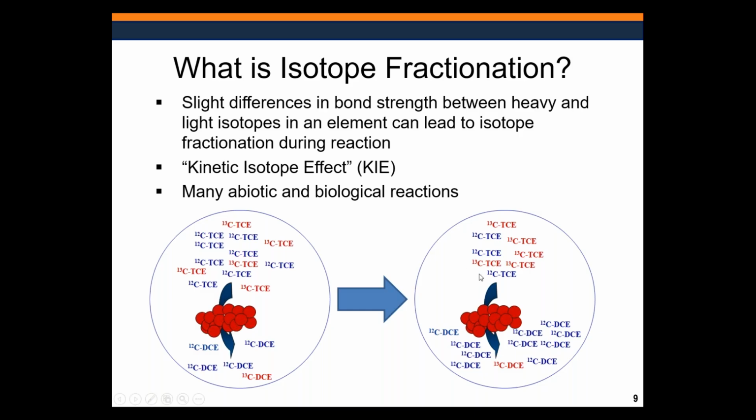The other thing you'll notice here that becomes important is that for our daughter product, let's assume it's not degrading. This is a cis-DCE stall site, let's say. The cis-DCE is accumulating, but you can see isotopically it's much lighter than the TCE that started out. So we've got a heavier parent compound and a much lighter daughter product. And this is called a kinetic isotope effect.